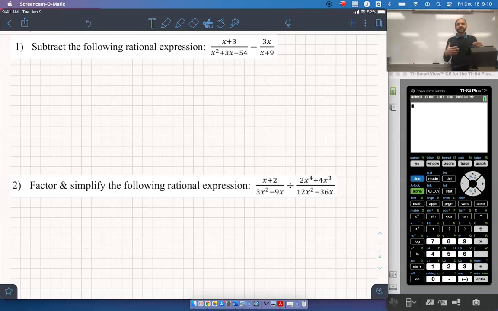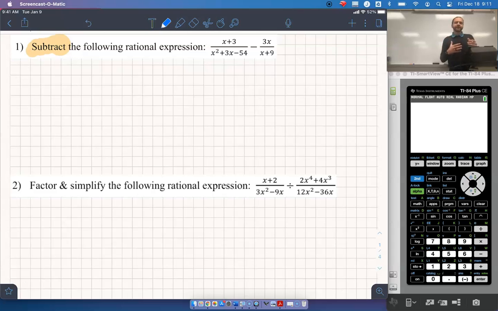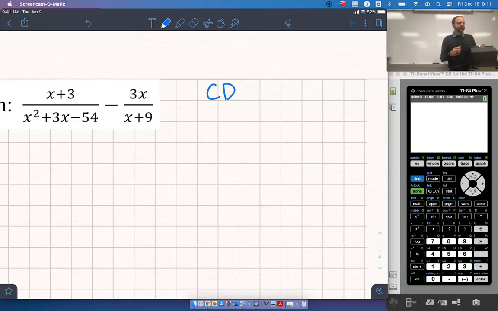So the first problem says subtract the rational expressions, and I'm going to highlight right now the word subtract because that is the key to this one. When I say the key, I mean it's where the mistake occurs on these problems with a lot of students. But primarily, the main thing to realize is whenever you are adding or subtracting rational expressions, you need to find a common denominator. That's a key, whether you're dealing with rational expressions involving variables or just numbers like 1/2 and 3/5. They need a common denominator to be added or subtracted.